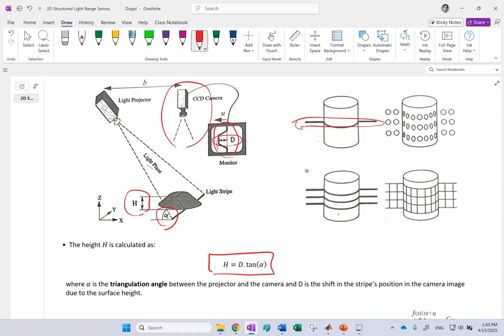If you want a 1D structured light scan, the simplest thing is to cast one single parallel line on the object and look at the cross section. Based on these different D's at different points, you get different H's, and you can interpret that. So you can get the height of the object, but you can do better than that. This is just a simple scanner.